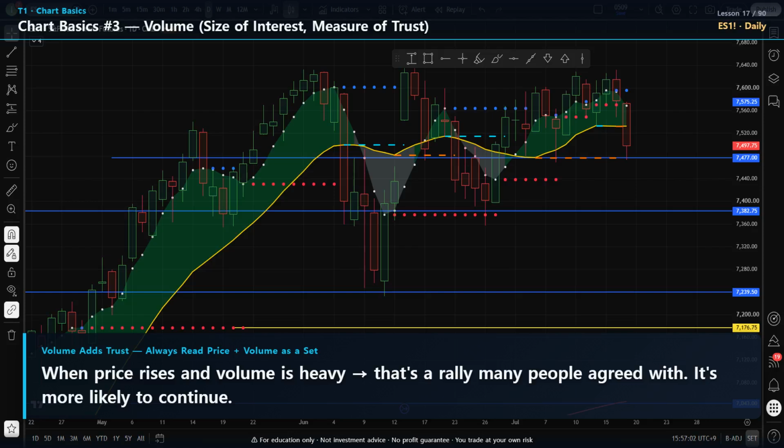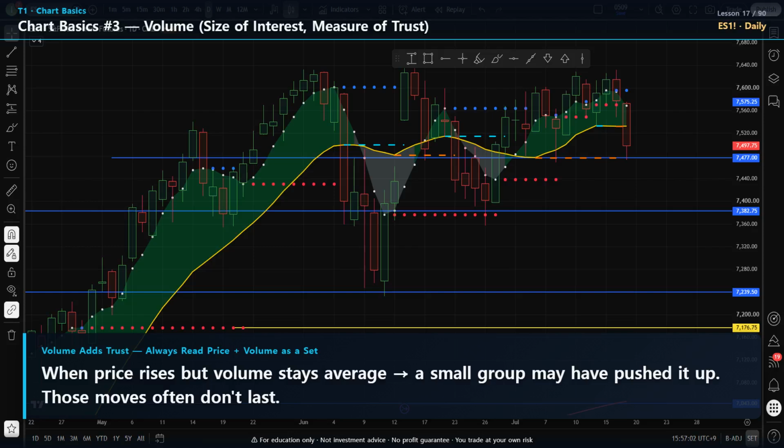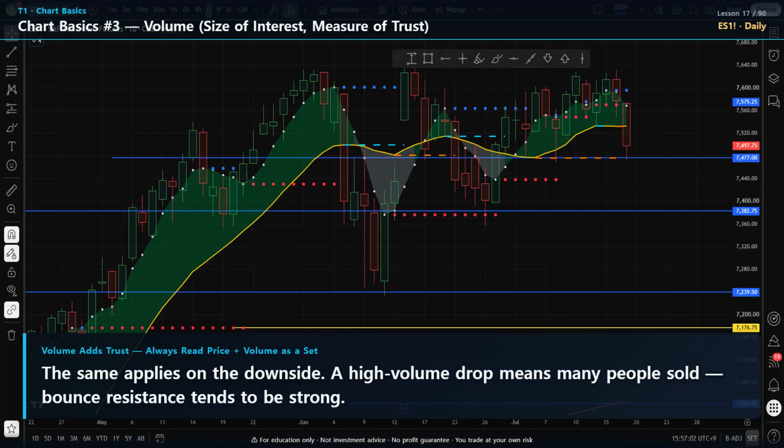When price rises and volume is heavier, that's a rally many people agreed with. It's more likely to continue. When price rises, but volume stays average, a small group may have pushed it up. Those moves often don't last. The same applies on the downside. A high volume drop means many people sold. Bounce resistance tends to be strong.